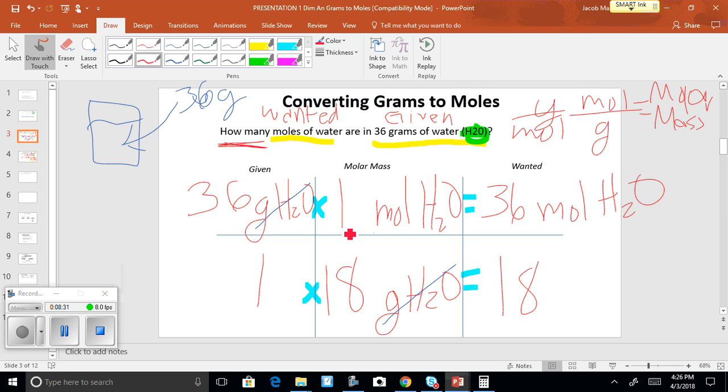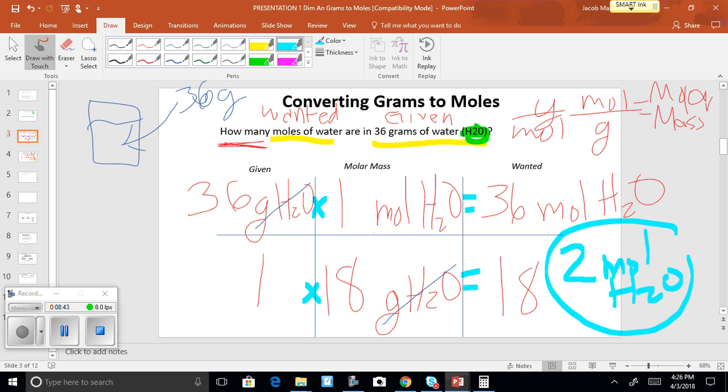And that's my answer. So I'm going to write the 2 in this blue color here. 2. And my units, once again, are moles of water. This is my answer. So when the question asks how many moles of water are in 36 grams of water, now I know that in 36 grams of water, there are 2 moles of water.